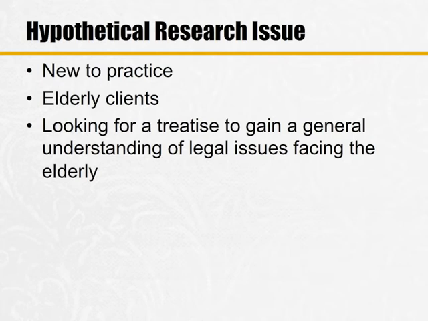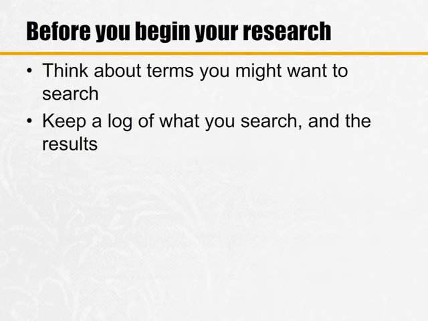Your process book says that a treatise is a good resource to use if you want to learn about the framework of an area of law. So let's look to see if there is a treatise that will help you understand the legal issues for the elderly. Before you even begin your research, it is a good idea to develop a list of possible research topics. For this scenario, some possible topics might be elder law, senior citizens, or even just seniors.